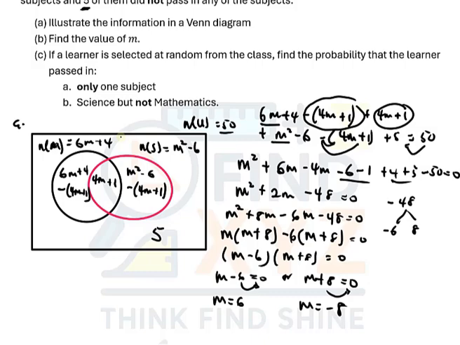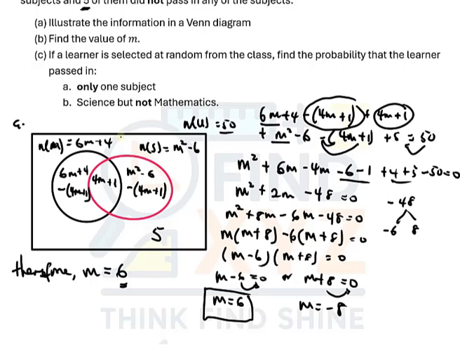But watch this. Which of these is a valid solution? If m is negative 8, it means that the intersection will be negative. Since you cannot have a negative number of individuals, the only valid answer for m is 6. Therefore, m is equal to 6. We have been able to find the value of m. We have also been able to illustrate our information in a Venn diagram.